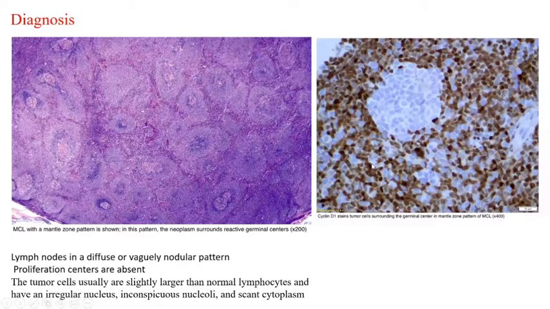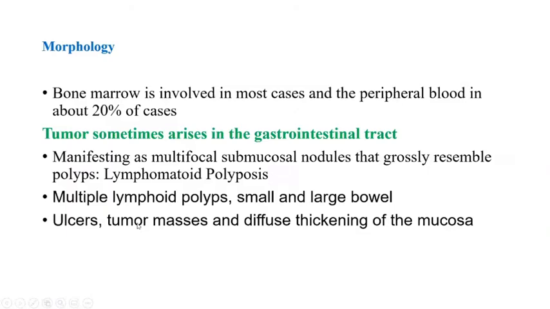Bone marrow is involved, and sometimes the tumor can involve the GIT, and then it is known as lymphomatoid polyposis. So it presents as a polyp or ulcer in the small and large bowel.